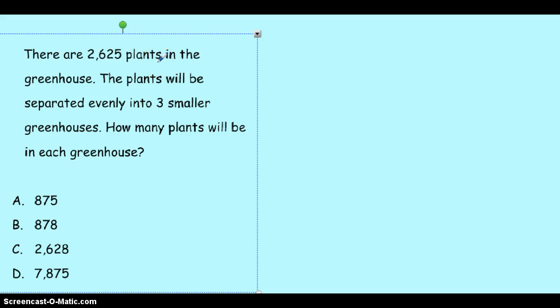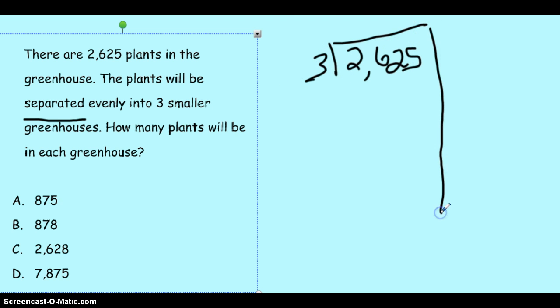Okay, they're separating the plants into, and that's the word separated right there, so that tells you it's a division. So we're going to separate the 2,625 plants into 3 greenhouses. Okay. Let's start big. I can't do 1,000, but let's go through our hundreds. Well, 3 times 500 is 1,500. I'm going to jump up. 3 times 700 is 2,100. 3 times 800 is 2,400.